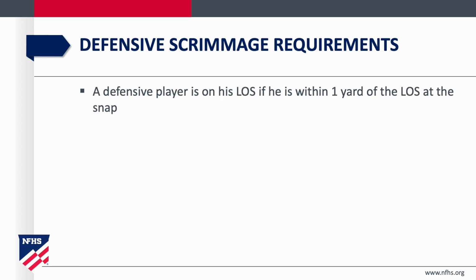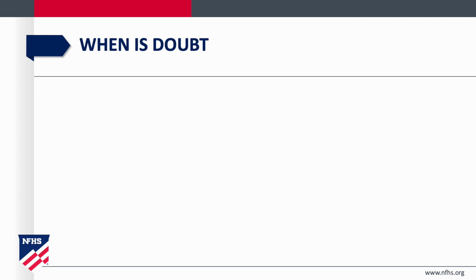The requirements to be on the defensive line of scrimmage is a lot simpler. If they are within 1 yard of the line of scrimmage at the snap, they are considered to be on the line of scrimmage. This really only matters when dealing with the free blocking zone, which will be covered later.